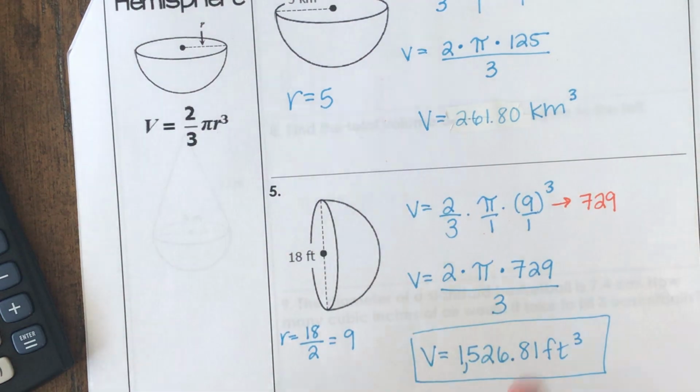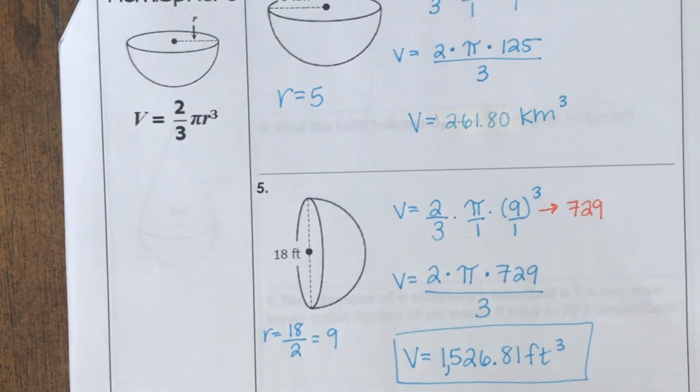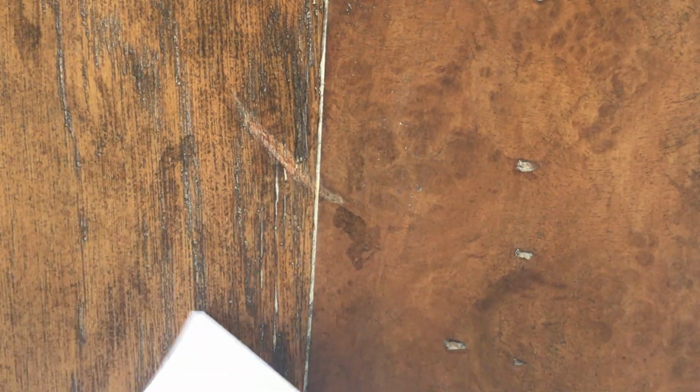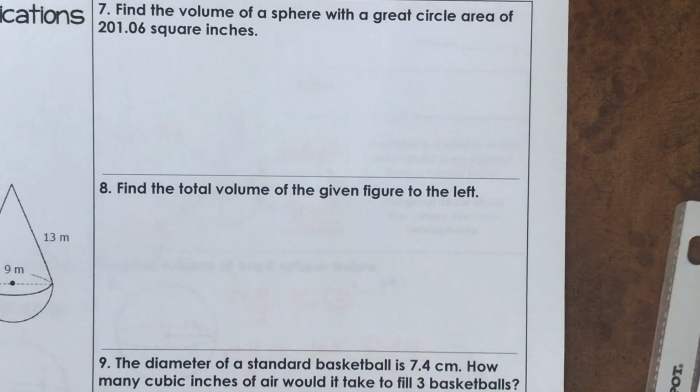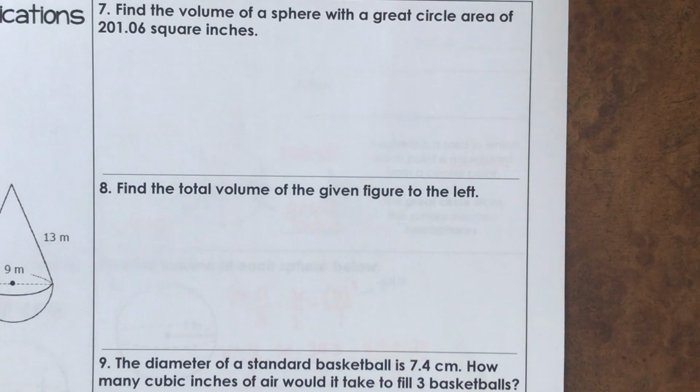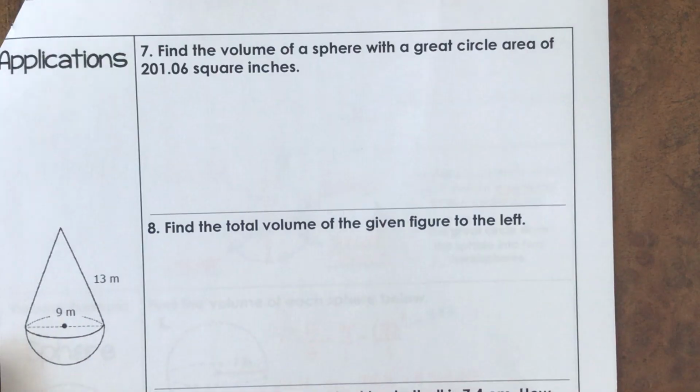So hemispheres and spheres are probably the easiest ones when it comes to volume. All right, now we're gonna do a couple application problems. We're gonna take all the knowledge we've learned about spheres and hemispheres, and apply it to some real world problems.